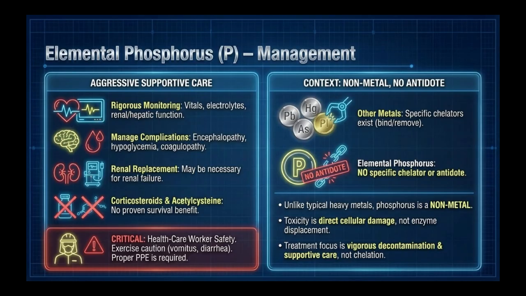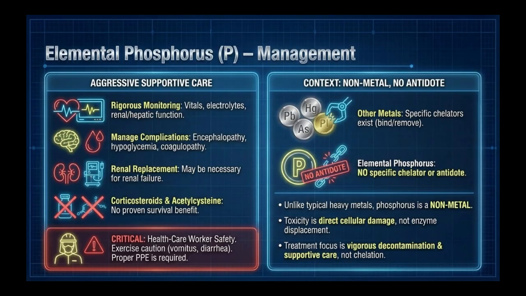Elemental phosphorus in the context of heavy metal poisoning presents a unique challenge. Unlike many other heavy metals such as lead, mercury, arsenic, cadmium, thallium, or cesium, there is no specific chelating agent or antidote that effectively removes elemental phosphorus from the body to reverse its toxic effects. For comparison, lead poisoning can be treated with agents like calcium sodium edetate, dimercaprol, or succimer.